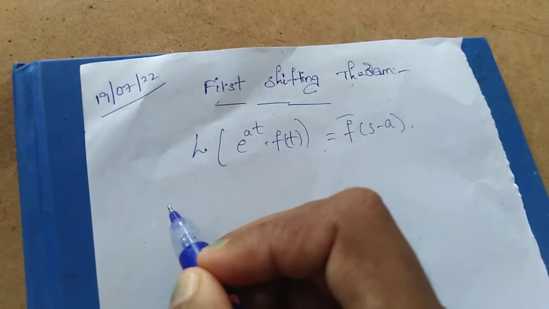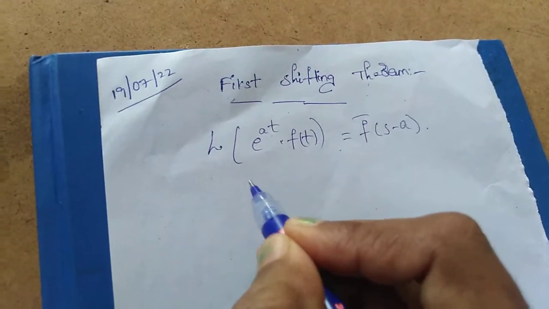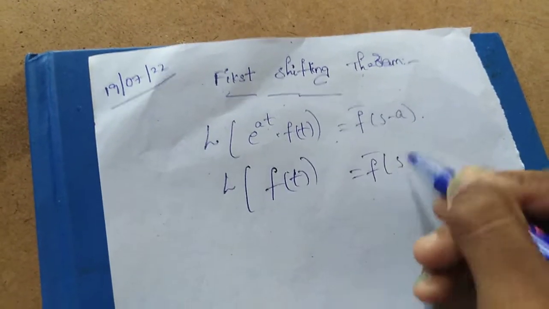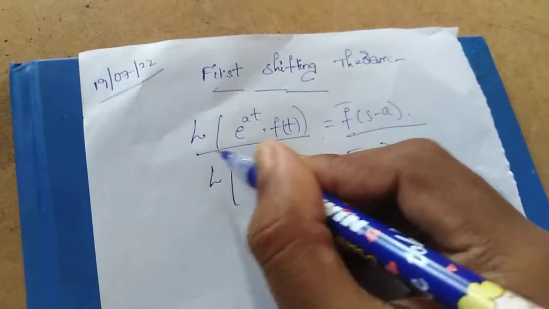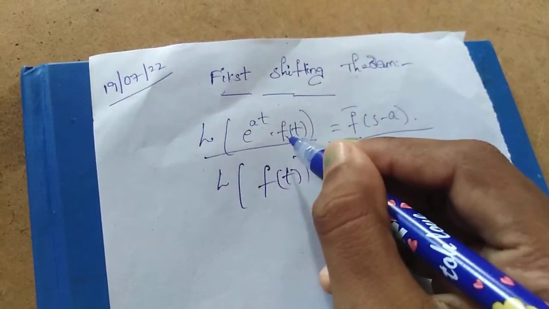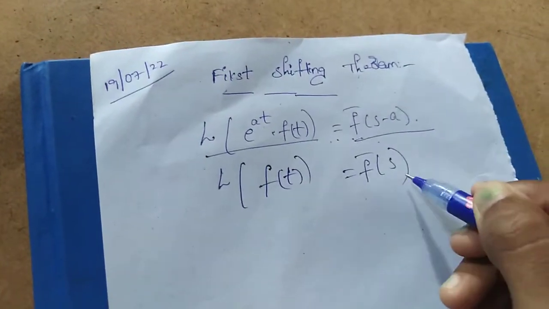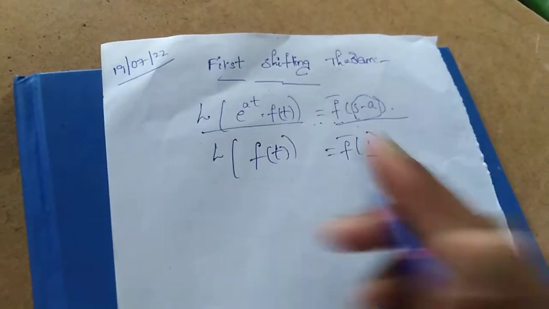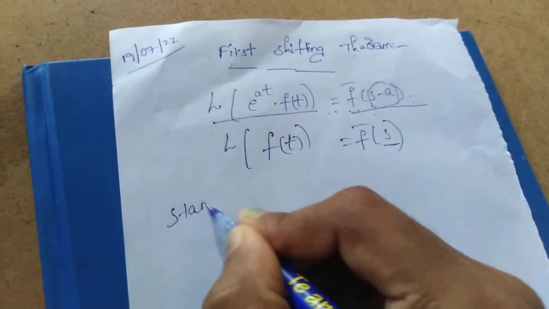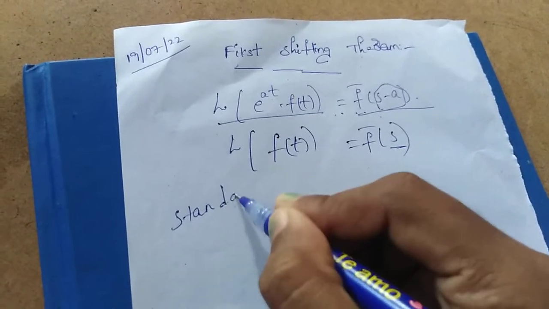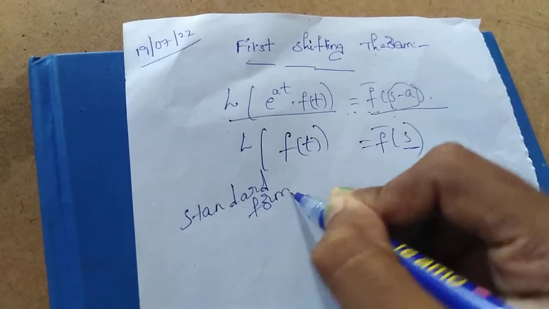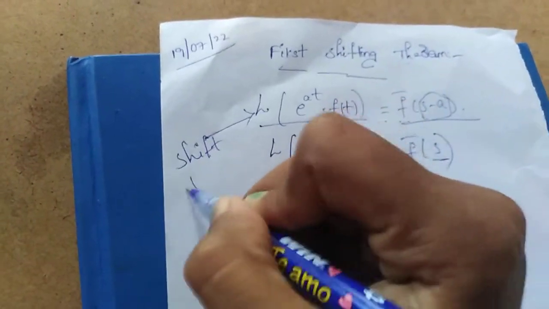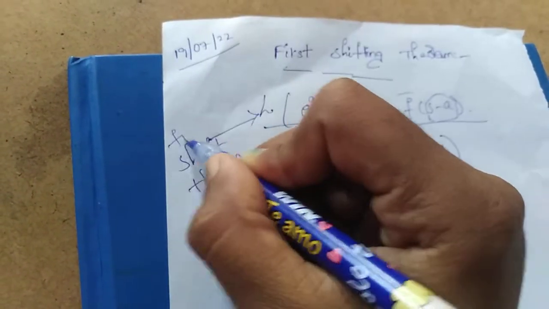In the normal Laplace transform, the standard form is L of f of t equals f bar of s. But in the shifting theorem, L of e power at into f of t equals f bar of, in the place of s we write s minus a. This is the standard form of L of t, and this is the first shifting theorem of L of t.